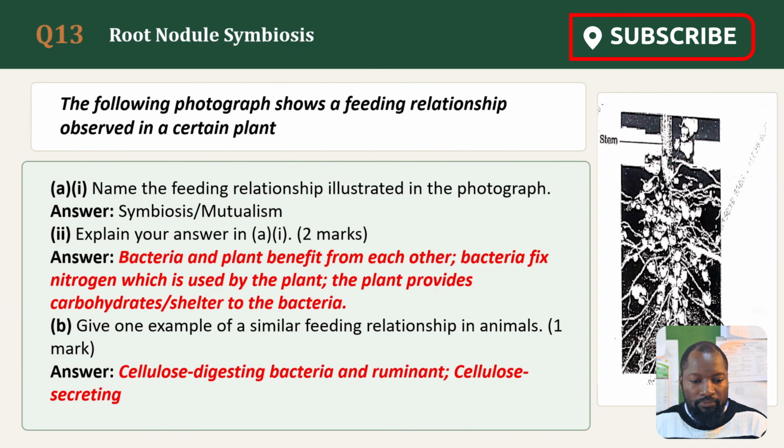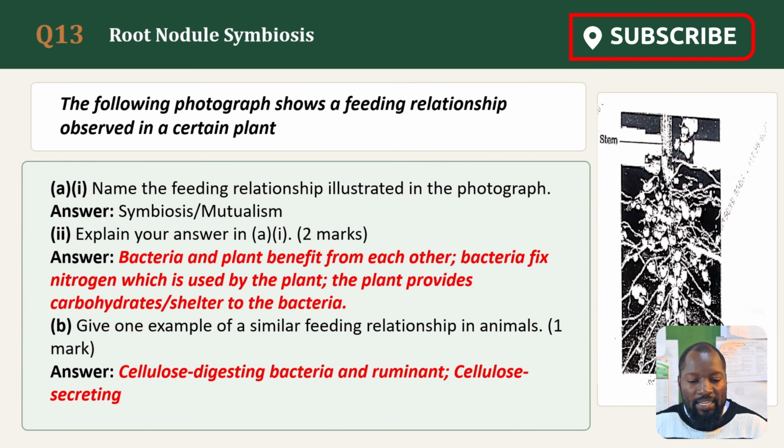Question number 13. The following photograph shows a feeding relationship observed in a certain plant. So when you look at this, there's a stem here, then there's roots, and at the roots here there's some swelling. This swelling definitely shows you that this one is a leguminous plant, and those must be the root nodules.